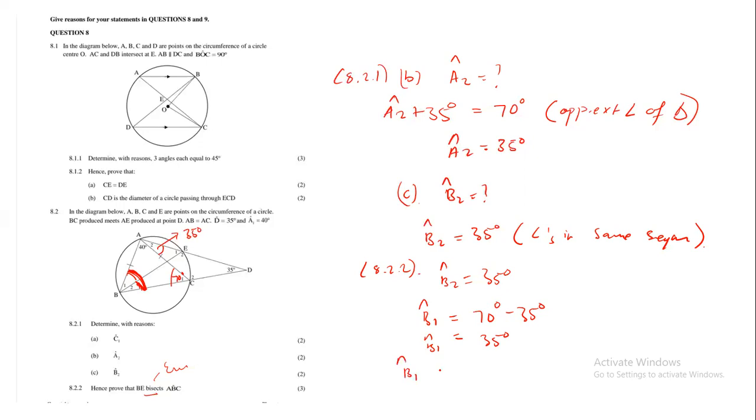Now we can simply conclude that angle B1 is equal to angle B2. Both of them are equal to 35 degrees. Therefore, BE bisects angle ABC, since B1 is equal to B2. That's when we can say this line bisects this angle into two equal angles. Okay, that's how we solve 8.2.2. Any question regarding this? No question. That means I move on.